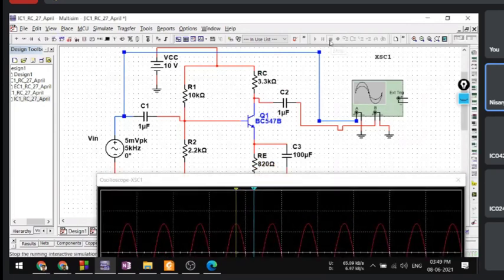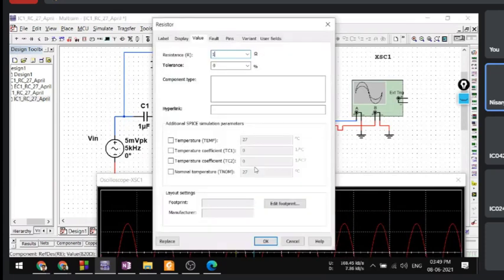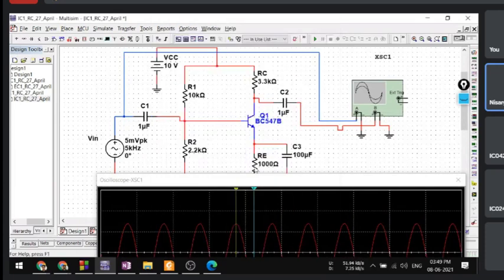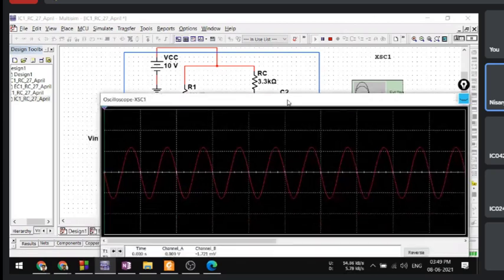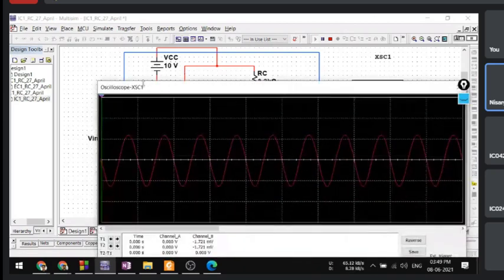But now instead of 820 ohm, let me change it to 1000. So 1000. Now run it and let us measure it. So here you can see that.